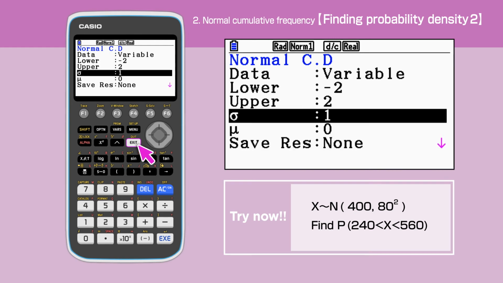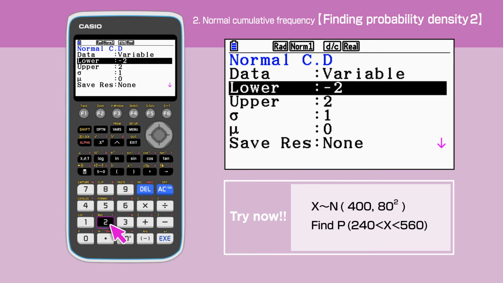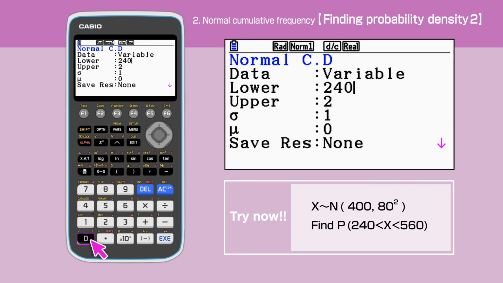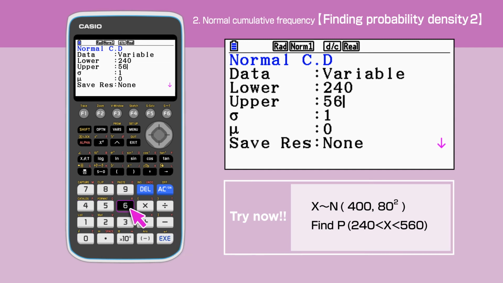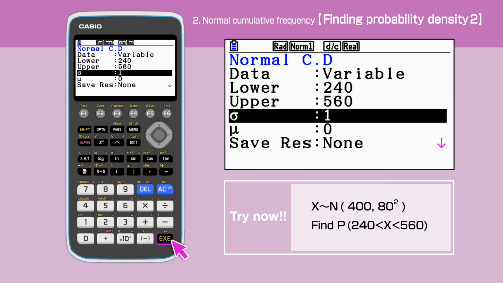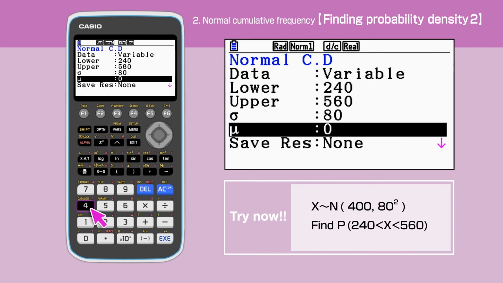Press Exit and go back a screen and enter the following values. For this question, lower value for x is 240, upper 560, sigma 80, and mu 400.